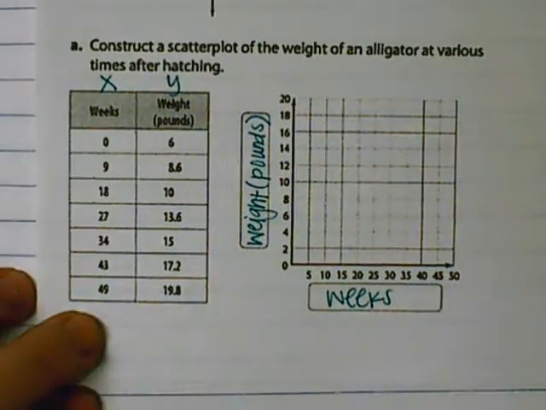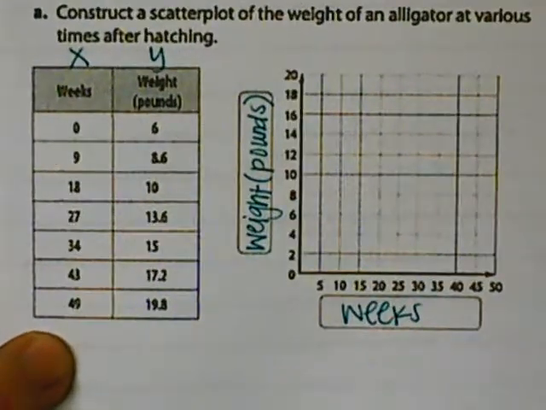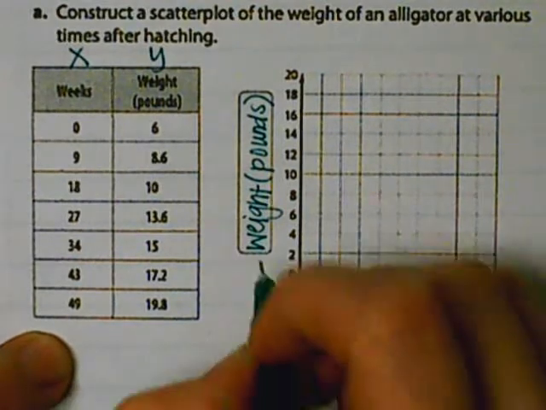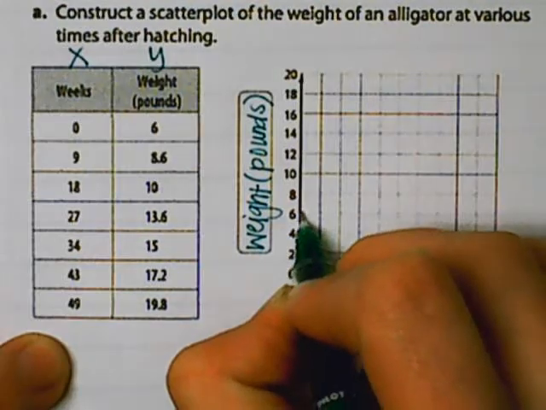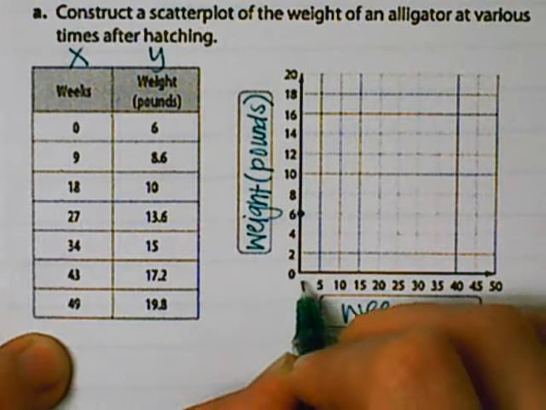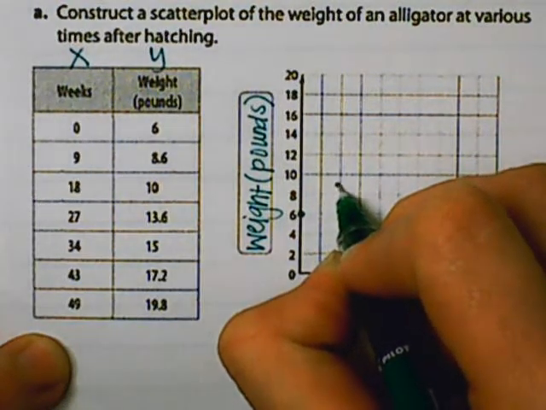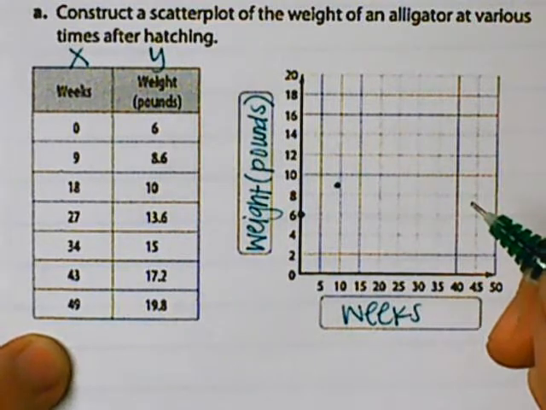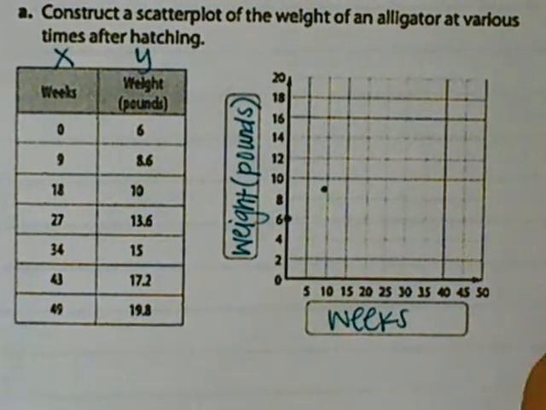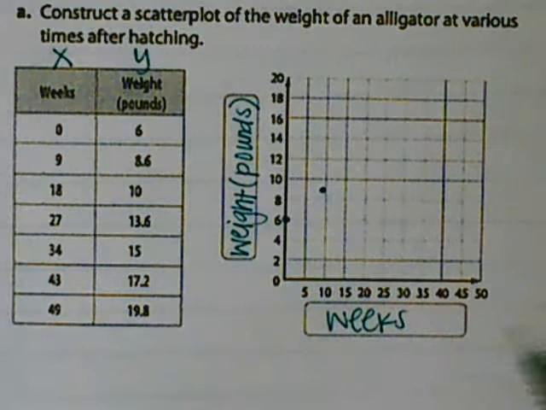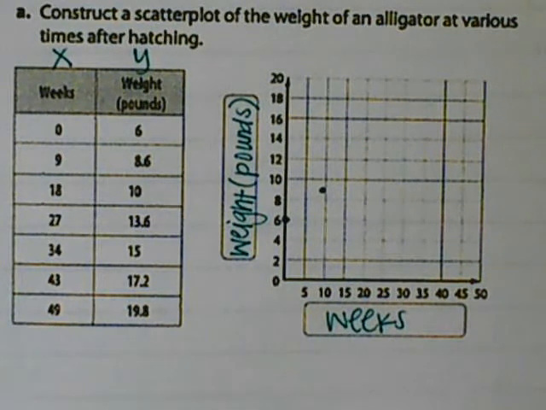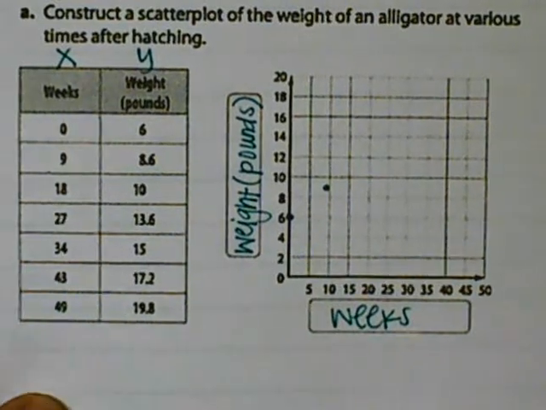And we start plotting our points. So, zoom in. We have the point (0, 6), the point (9, 8.6). These are not exact, so we are estimating and doing it as precisely as we can. Scatter plots are not the most precise thing, so we're going with a general trend.